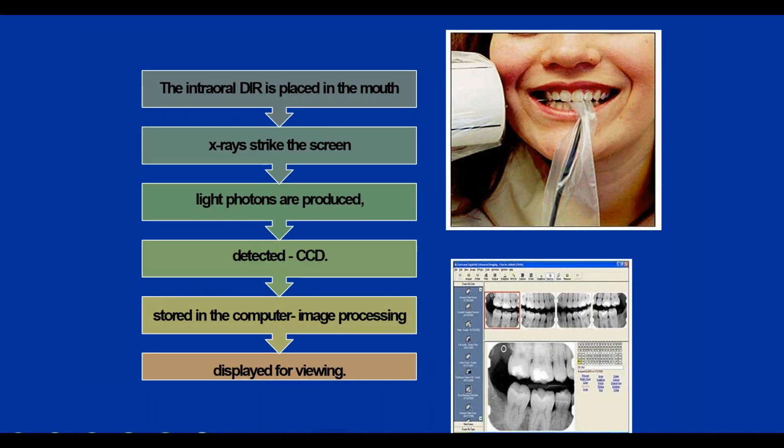So we have a sensor inside the patient's mouth. The X-rays strike on them. Light photons are produced, which are detected by the charged coupled devices. This image is then stored in the computer and ultimately processed and then displayed for viewing.